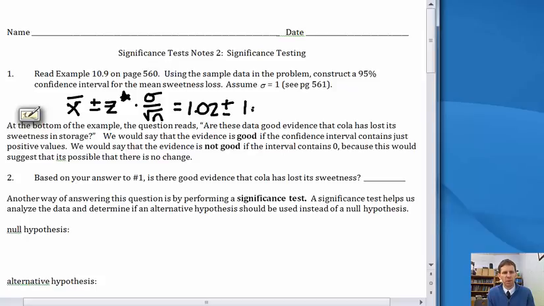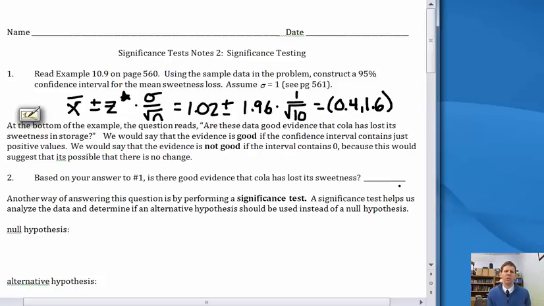95% confidence means we're talking about 1.96 for z star. 1 is your sigma, and n is 10, so we'll do square root of 10 on the bottom. And hopefully when you crunch this value out, you should have gotten values of 0.4 and 1.6. Now at the bottom of the example, the question reads, are these good evidence that the cola has lost its sweetness in storage? And we say the evidence is good if the confidence interval just contains positive values.